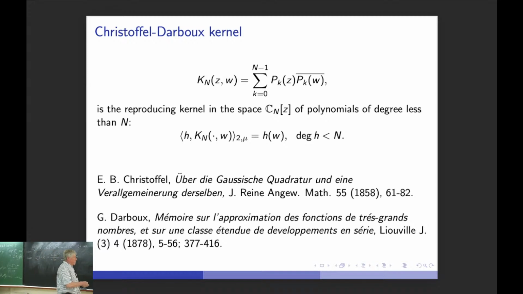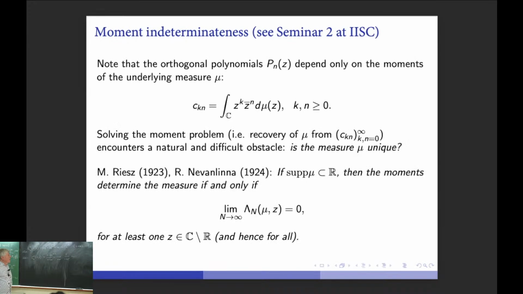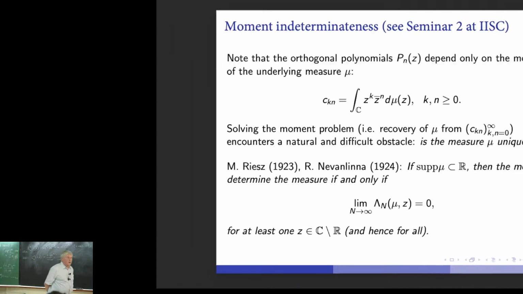Christoffel, as I mentioned, and Darboux. Both of them were interested in approximation theory, in Gaussian quadrature, or really the asymptotic behavior of these developments for n big. The Christoffel function as we define it. And a little propaganda for my next talk.